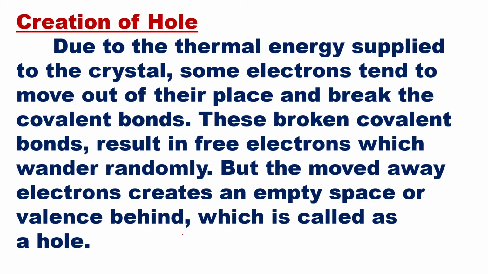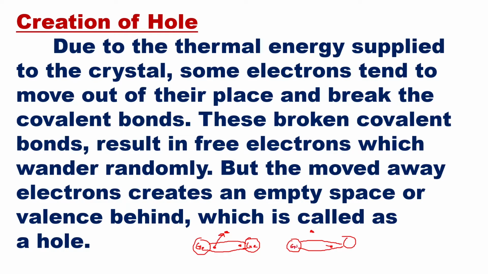So whenever you have a covalent bond like this, say if you take again the example of germanium, and one more germanium atom here, and there is a covalent bond. There is one valence electron here and one valence electron here. Now when the temperature increases, then one of these electrons tends to move out of its place and break the covalent bond. Once this electron has come out, that particular place is not having an electron.